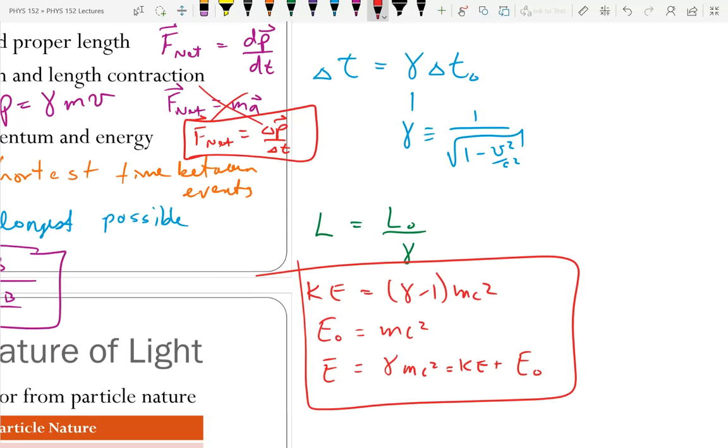This E equals mc squared, if I get to the actual new material part of the lecture, is going to be today's key. That's the key to nuclear energy right there. The rest energy is mc squared.